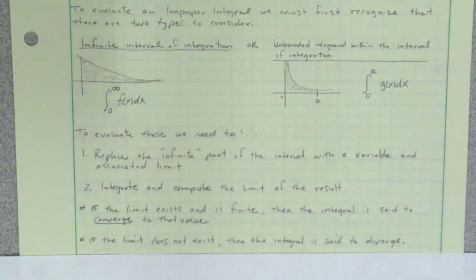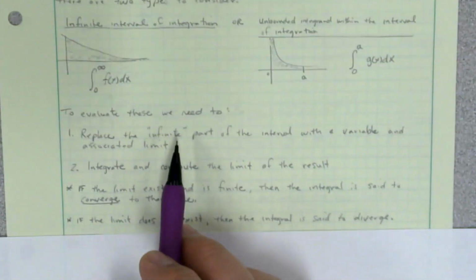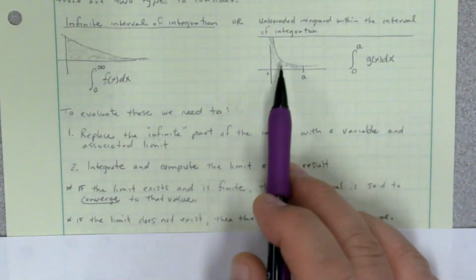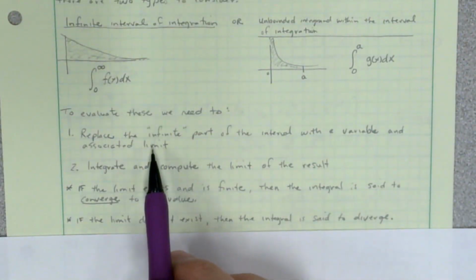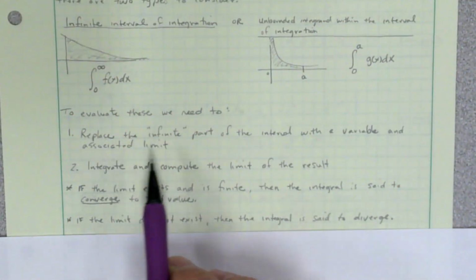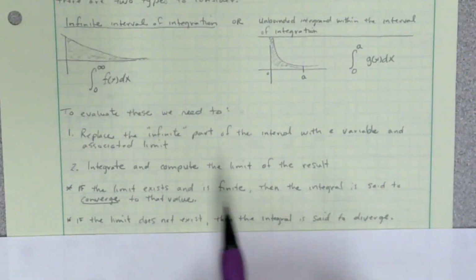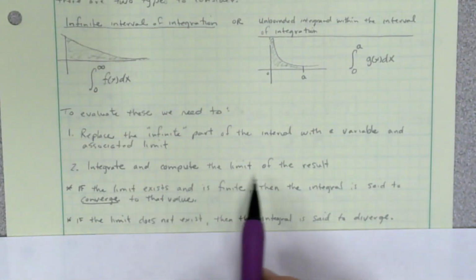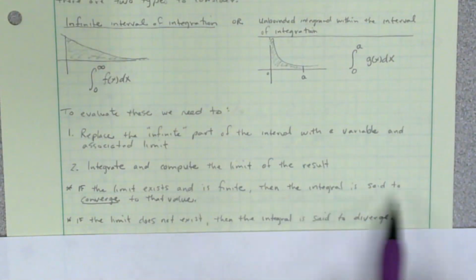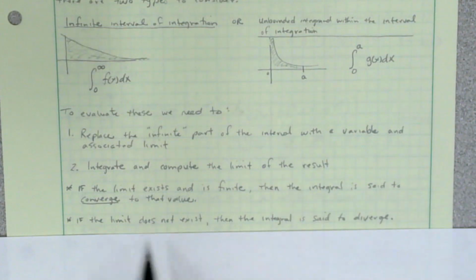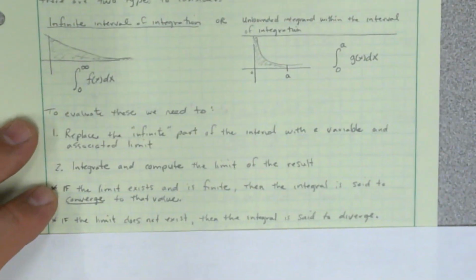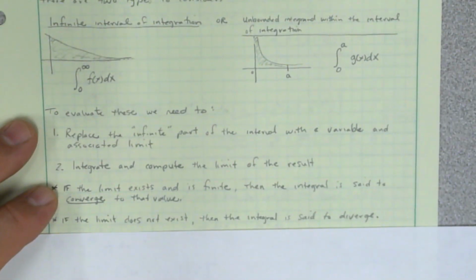So to evaluate, we need to do a couple things. We're going to replace the infinite part, which in this case is up here in the limits, the infinite part of the integral, with a variable and an associated limit. And you'll see what that looks like here in a minute. We're going to integrate and compute the limit of the result. If the limit exists and is finite, then the integral is said to converge to that value. And if it doesn't exist, then the integral is said to diverge. That's pretty much it, and we're going to show you how to work this out by examples.